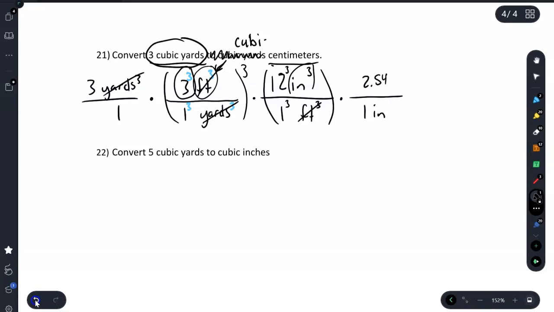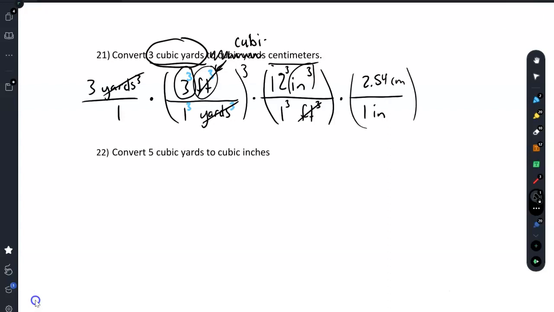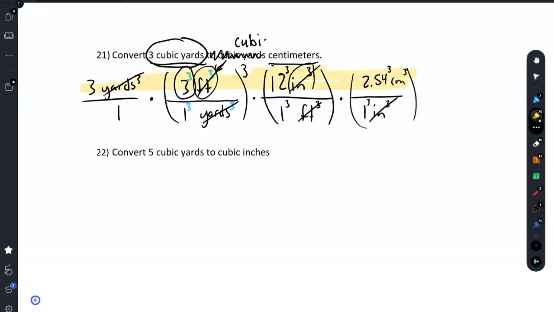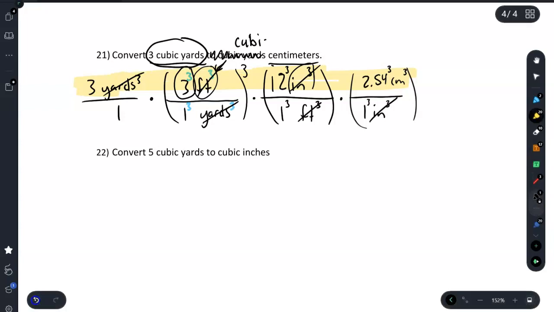2.54 centimeters, but that's still 1 inch. So I need to cube everything again. So I have 2.54 cubed, centimeters cubed, 1 cubed, inches cubed, and my inches that's canceled out. So this one got pretty complex pretty quick, but if I look at the top, I want to make sure I'm grabbing everything with their cubes, and you could have done this one step at a time, and that may be the easiest way to go about doing this one.